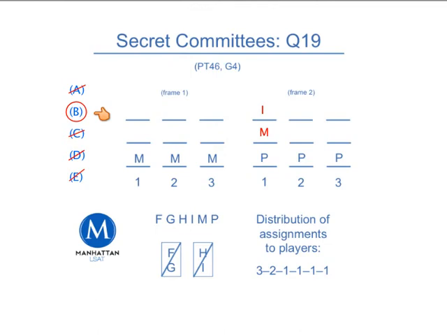To see this, let's just go ahead and plug in a hypothetical. We can separate F and G, and we still need to have an H somewhere. Let's just go ahead and place H right here. And that leaves us with room to have more than one I. So answer choice B could be true.